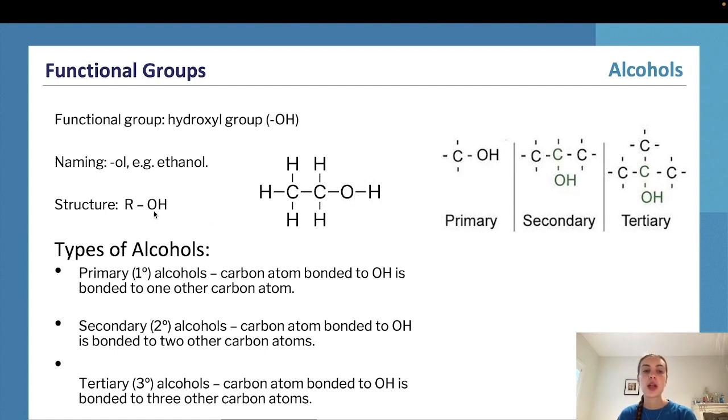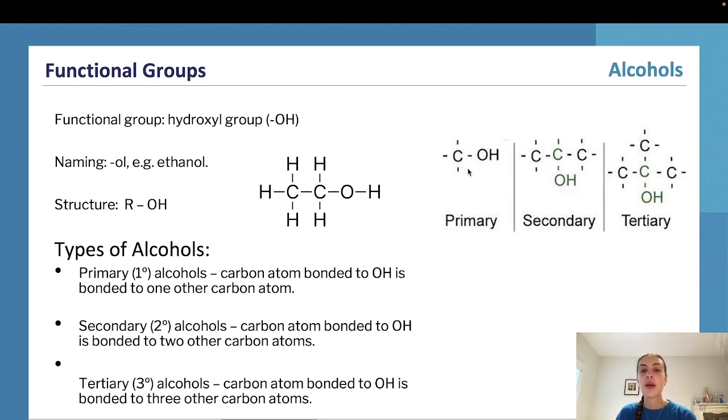And so the general structure is an R group, an R group being any alkane, alkene, alkyne chain, with a hydroxyl group attached to it. And so we've got 3 different classes of alcohols, and these are known as primary, secondary, and tertiary. Primary alcohols are alcohols in which the carbon atom bonded to the hydroxyl group is only bonded to one other carbon atom, or no other carbon atoms.